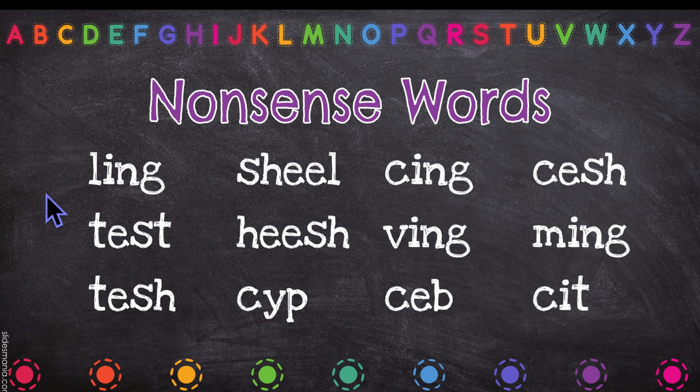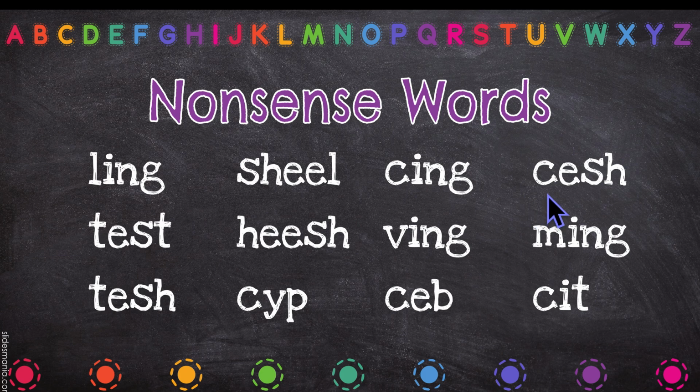Let's practice with some nonsense words. L, ing, ling. Sh, eel, sheel. We have a letter C. Let's use our rule. Is it an E, I, or a Y? It is. So we want to use the second sound. S, s, ing, sing.